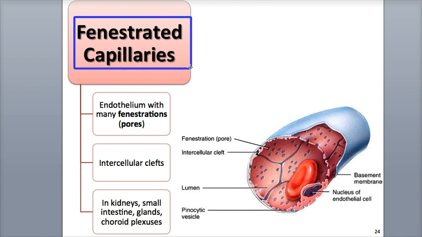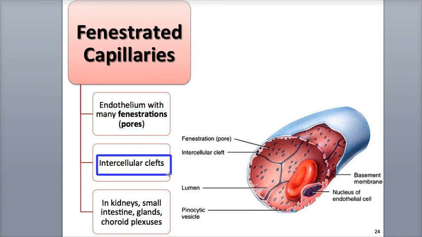The fenestrated capillaries contain endothelial cells whose plasma membranes contain small pores called fenestrations. They also have intercellular clefts between their endothelial cells. These capillaries are located in the endocrine glands, the kidneys, the villi of the small intestine, the choroid plexuses in the brain, and the ciliary processes of the eyes. You can see the fenestrations, these pores within the endothelial membranes, give them a Swiss cheese-like appearance.